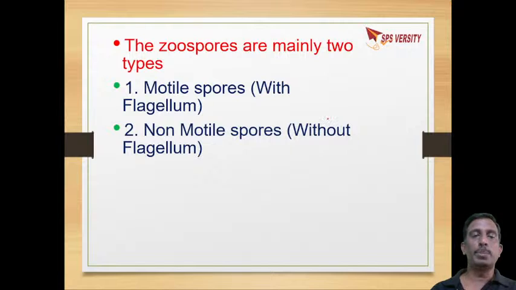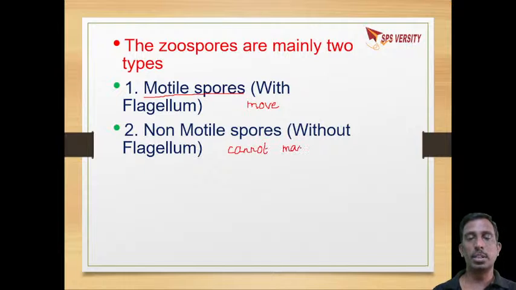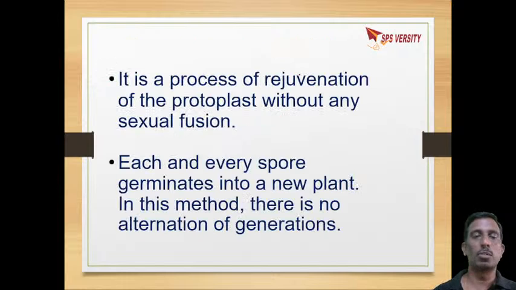Zoospores में दो types रहता, motile zoospores और non-motile zoospores. Motile बोले तो which can move. Non-motile which cannot move. सो इसको क्या बोलते हैं कि नॉन मोटाइल स्पोर्ट्स विदाउट फ्लैजिलम, मोटाइल स्पोर्ट्स विथ फ्लैजिलम. विथ फ्लैजिलम मीन्स दे कैन मूव, नॉन मोटाइल मीन्स विदाउट फ्लैजिलम दे कैन नॉट. So each and every spore will germinate and form into a new plant. So asexual reproduction may alternation of generation nairetha.